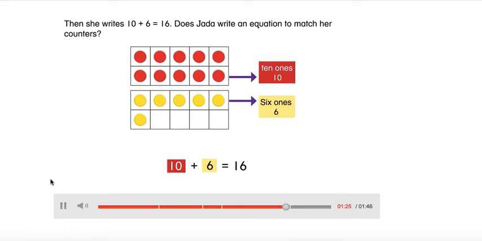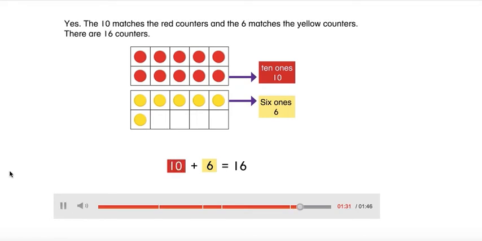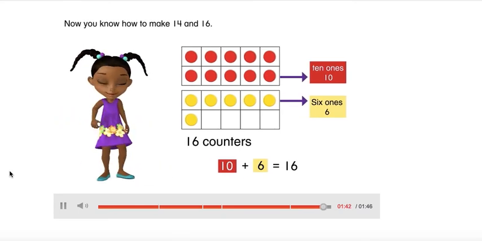Does Jada write an equation to match her counters? She did write an equation to match her counters because she had 10 counters in the top 10 frame. So she wrote 10 plus 6 more yellow ones down below equals 16. Yes, the 10 matches the red counters and the 6 matches the yellow counters. There are 16 counters. Now you know how to make 14 and 16.